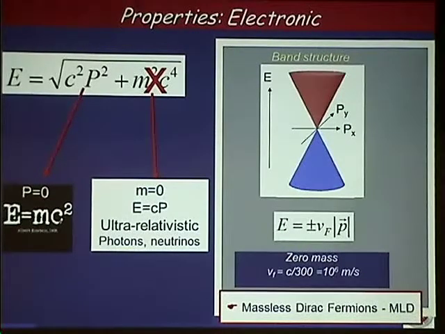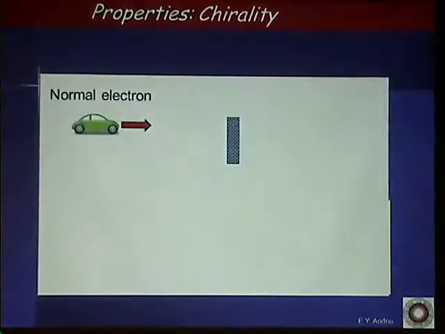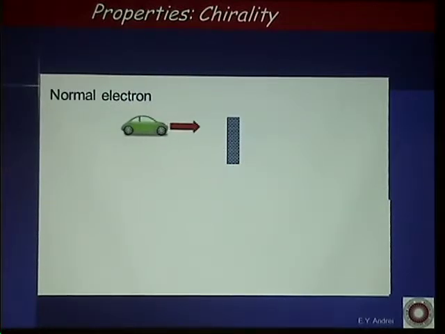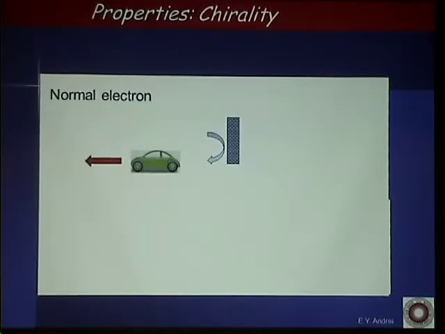And we call them massless Dirac fermions because you can't put two of them in the same place. You stack them up like marbles, MLDs. Okay, so one of the properties of these electrons is chirality. Now, normal electrons, so this is this car. When you come to a wall, they know how to make a U-turn. Okay, and they actually don't burn. They are reflected.